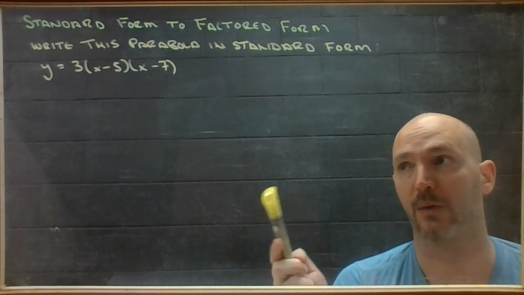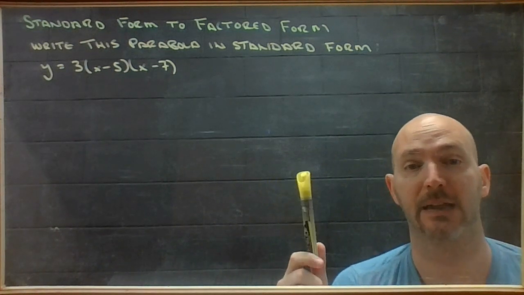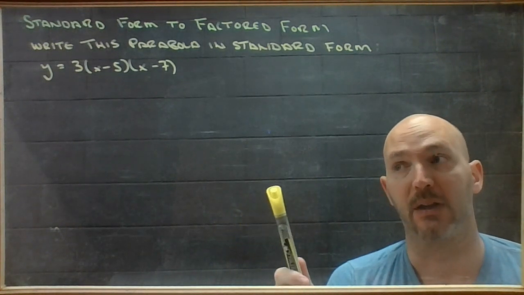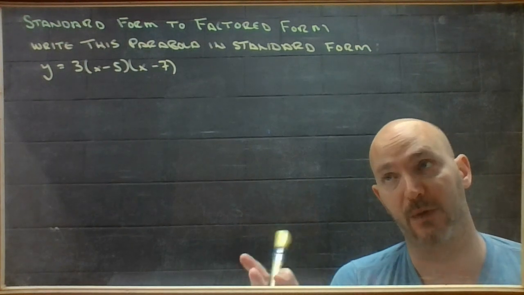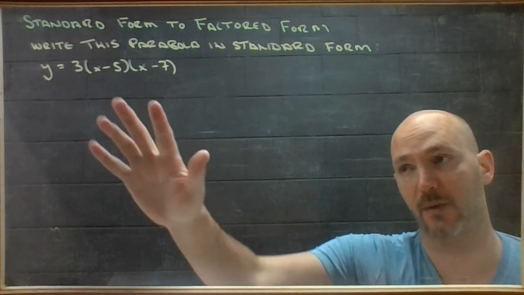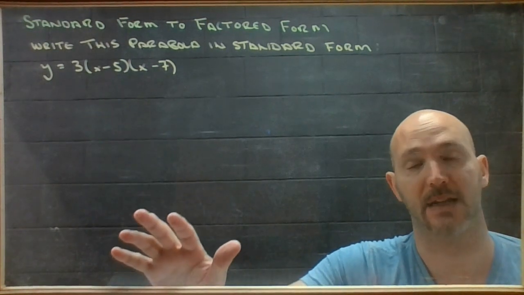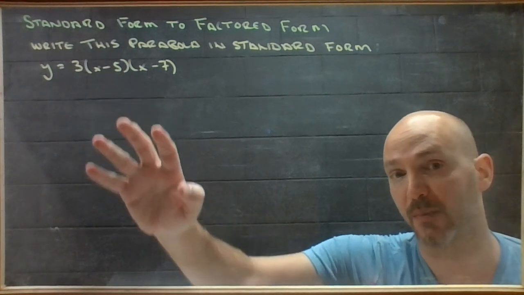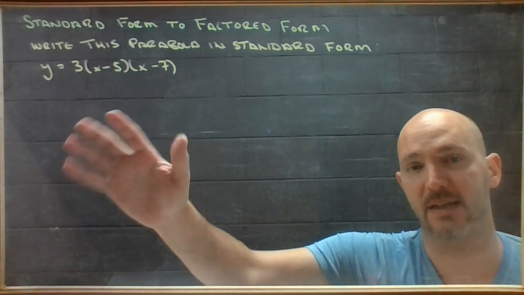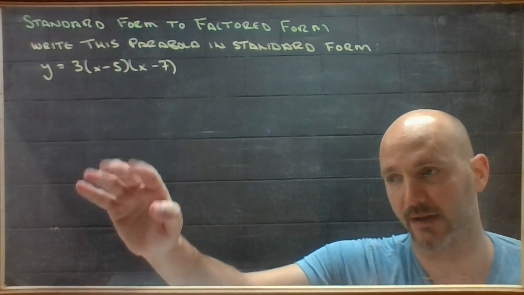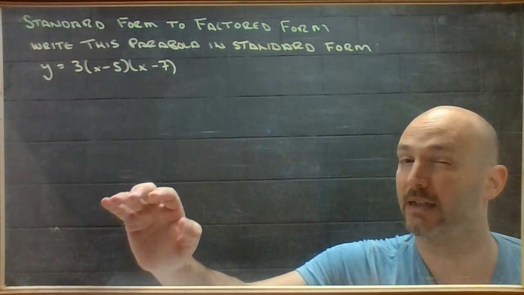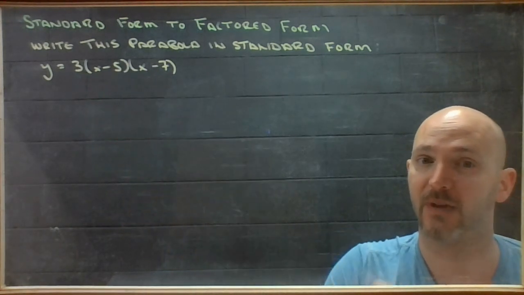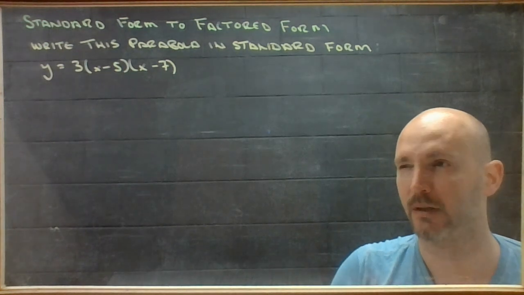In a minute, we're going to go through and figure out how to turn a standard form parabola into a factored form parabola. But to start, I'm going to go the other way around. I'm going to start with a factored form, and I'm going to turn it into standard form. The reason I'm going to do that is that through this process, we'll be able to see the steps of how to turn factored into standard. So if you did them in exactly the opposite order, you should be able to turn a standard back into a factored form. That's the idea.